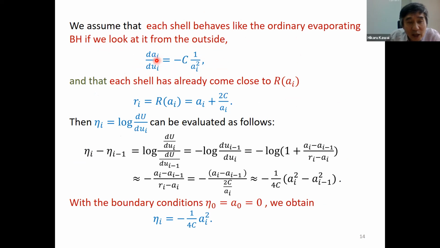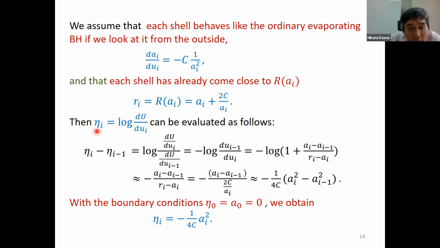Ai dAi/dU is minus C over Ai squared. And each shell has already come close to Ai. As we have seen in the beginning of this talk, in the time scale of A, each shell comes close to A, but it is always apart from A by this quantity, 2C over Ai. So here we assume each shell has already come close to Ai. So we simply set Ri equal to Ai plus 2C divided by Ai.